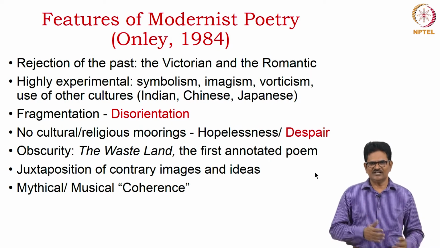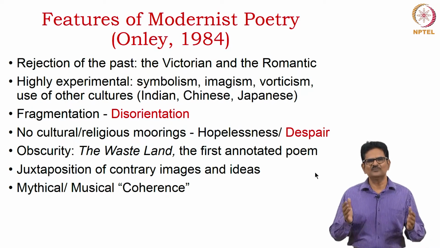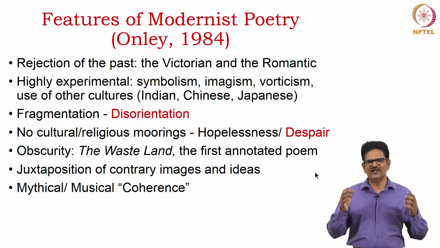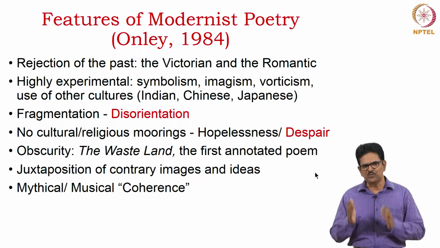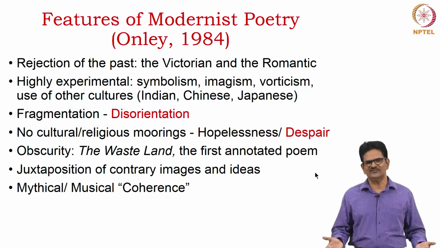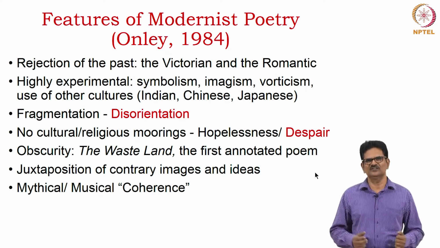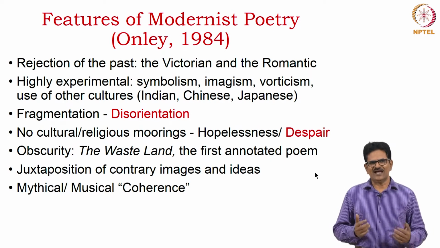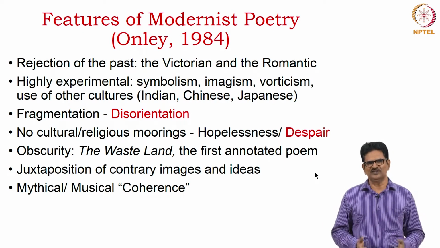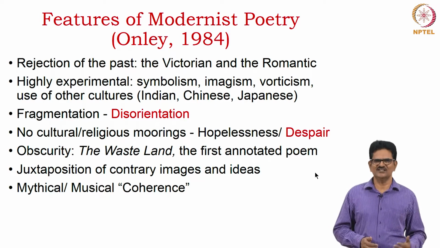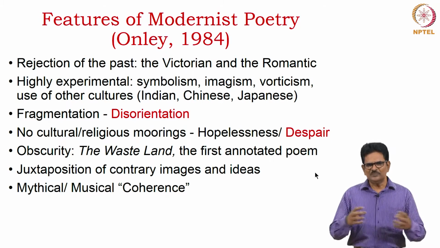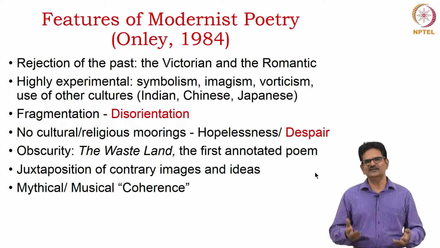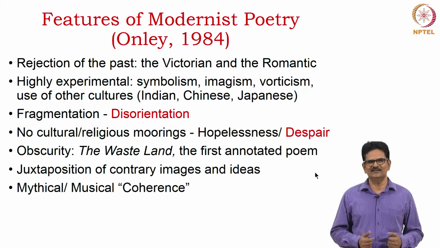This disorientation and despair led to what is known as obscurity in poetry. This well known poem The Wasteland was the first annotated poem in English literature. The poem was annotated by the poet himself for the benefit of others to make some sense out of this poem. And what we have in this poem and many other poems is juxtaposition of contrary images and ideas without links among them, without explicit connection among them. That is where the readers have difficulty in understanding these poems.